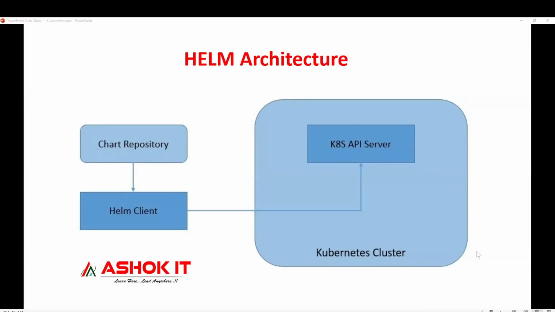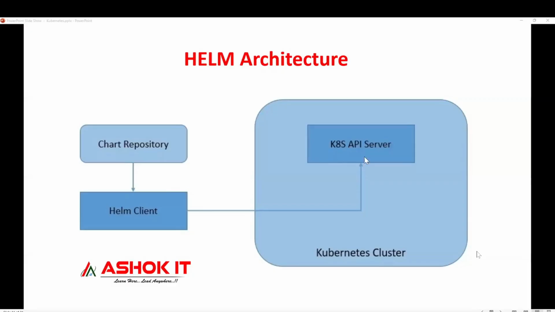All the Helm charts are stored in that machine. So we are going to execute the Helm client command. Then the Helm client software will communicate with the chart repository, download the chart, and give it to the Kubernetes API server for execution.